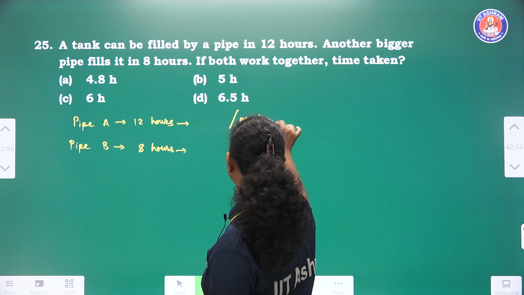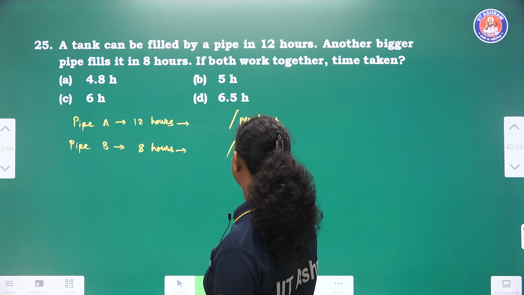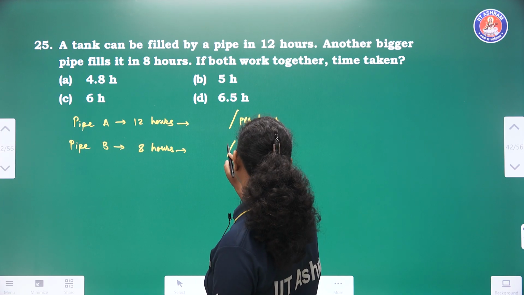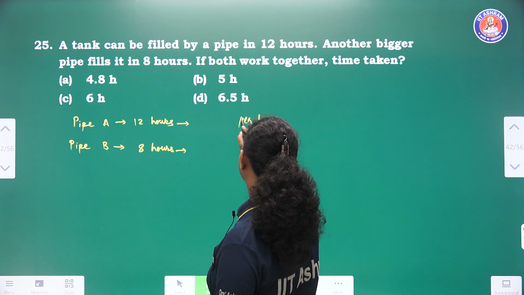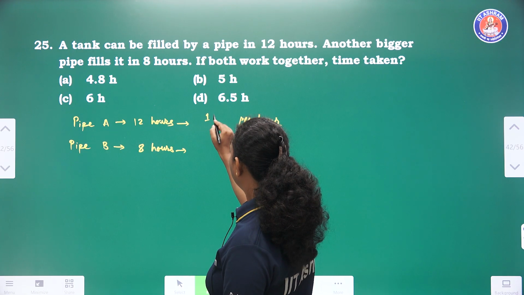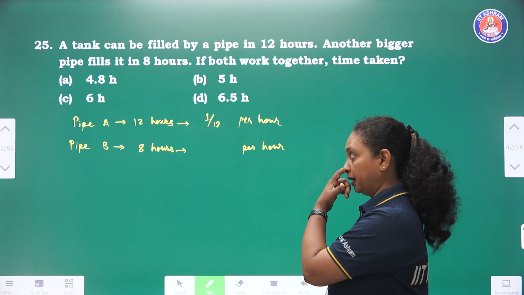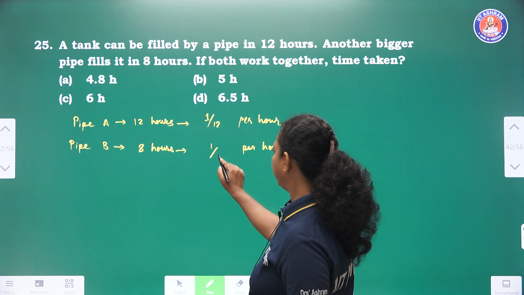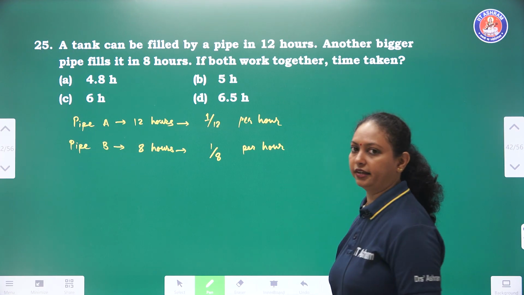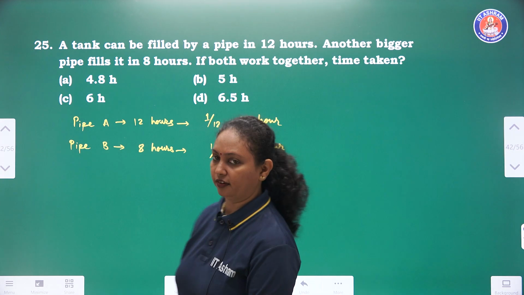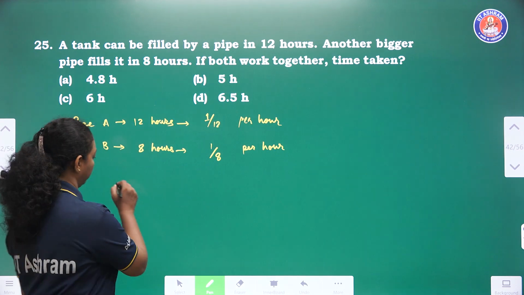कि भाई 1 घंटे में आपने कितना फिल किया? Per hour, right? So 1/12 part of the tank can be filled in per hour and 1/8 part of a tank filled in per hour. So now when they are working together for 1 hour, how much part is filled?